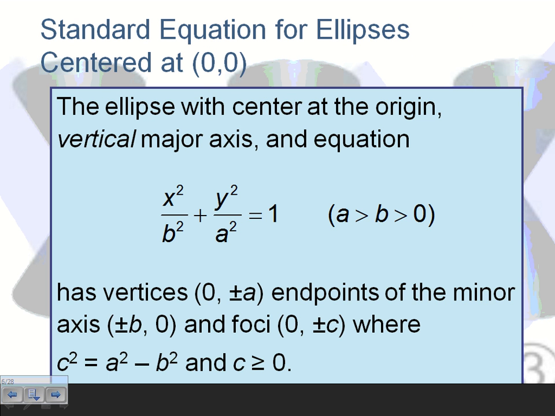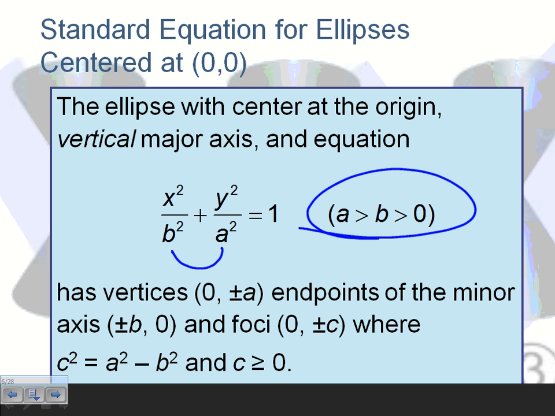The ellipse with the center at the origin and a vertical major axis has the equation x squared over b squared plus y squared over a squared. The reason we swapped these two is because we still want a to be the greater value and b to be less than that, and of course both of them larger than 0.